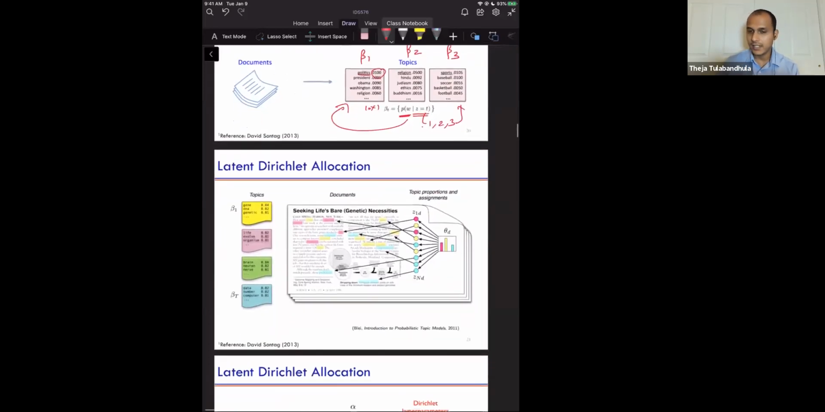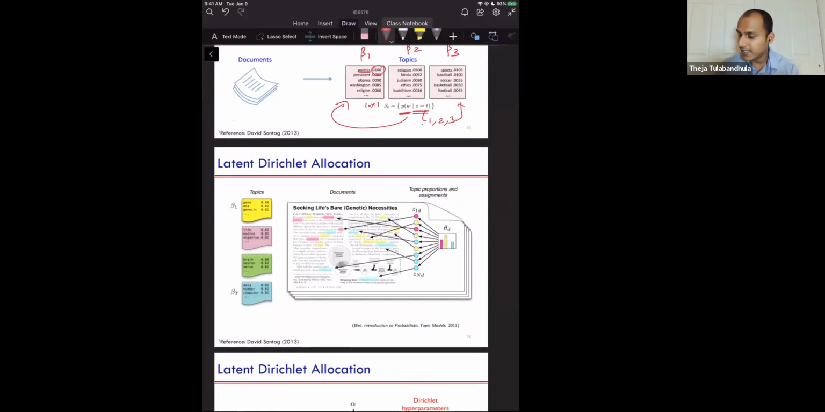If you go back and look at the full picture, each document is essentially a mixture of topics. It's not each word, sorry. At each location, you have a random variable which says which topic it belongs to, and the word in there is drawn from the appropriate probability mass function. So that's the generative model.